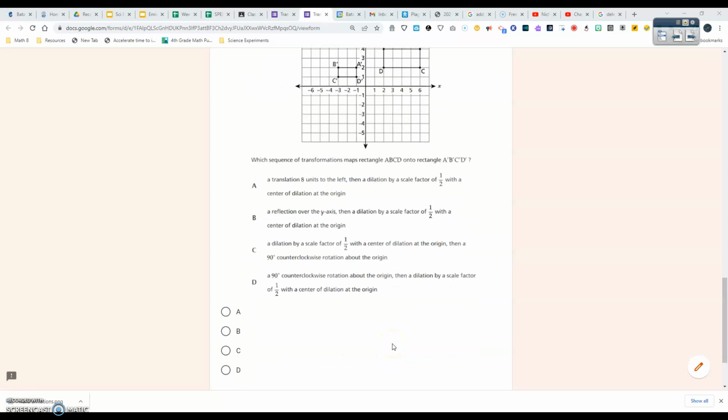Or is it D, a 90-degree counterclockwise rotation about the origin, then a dilation by a scale factor of 1/2, with a center of dilation at the origin?